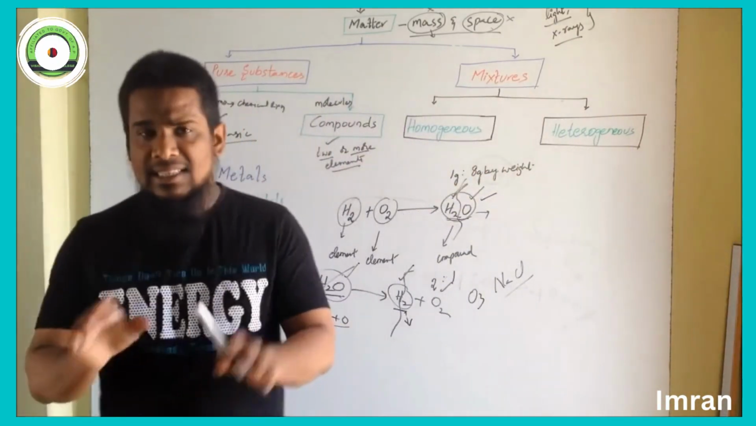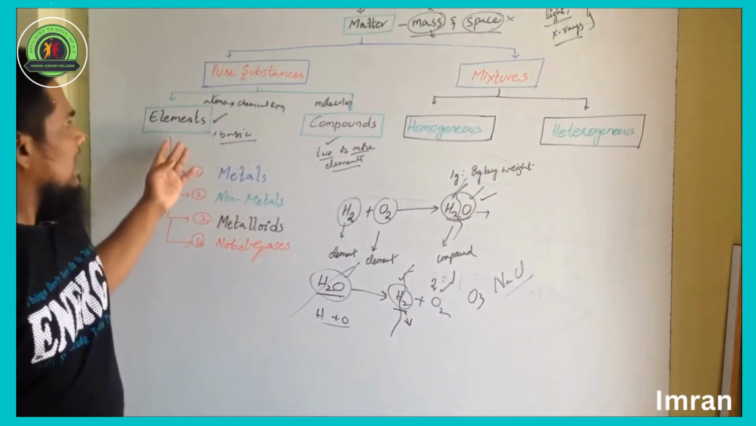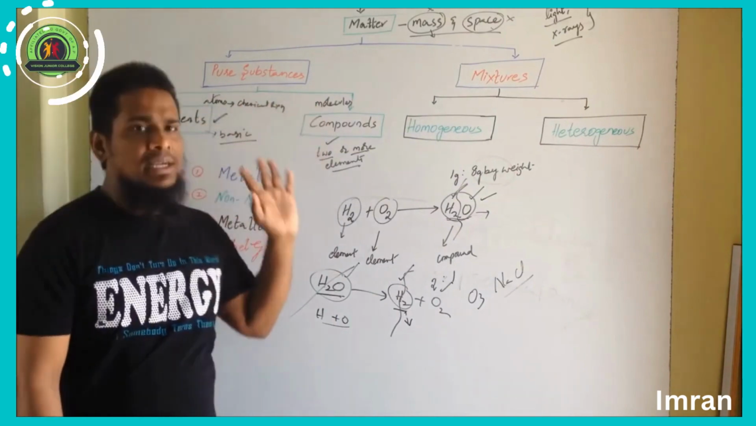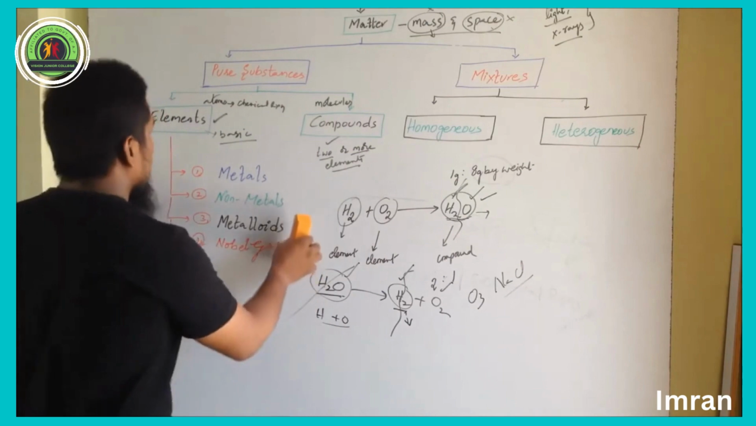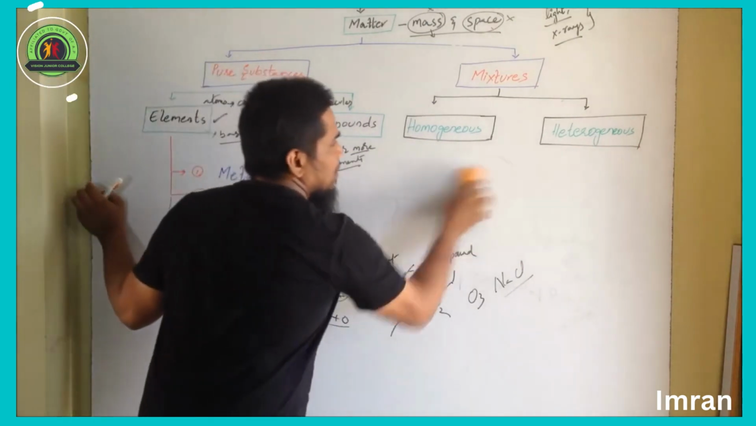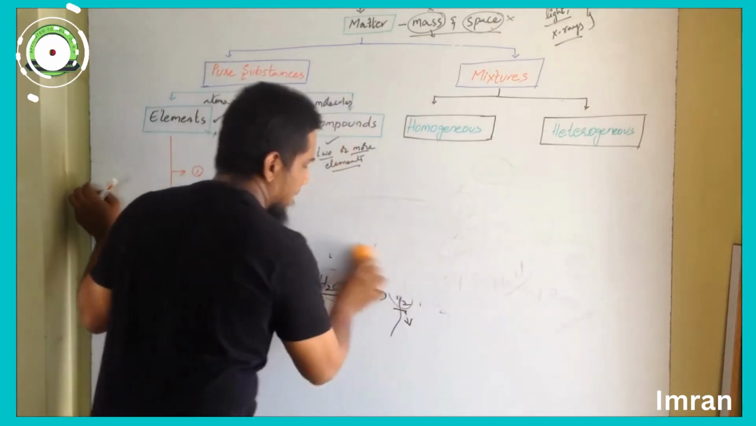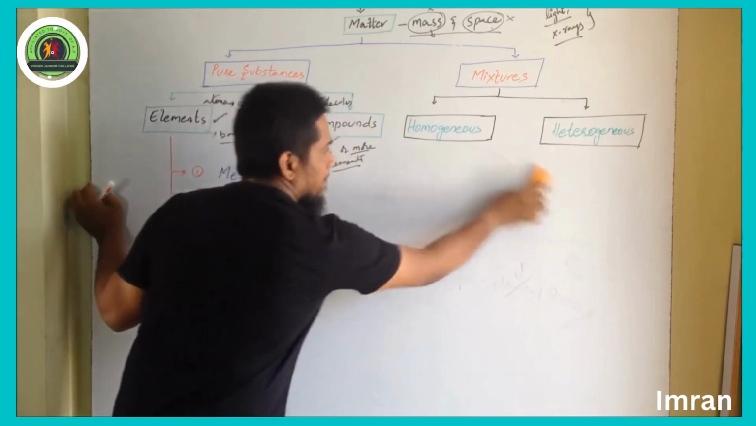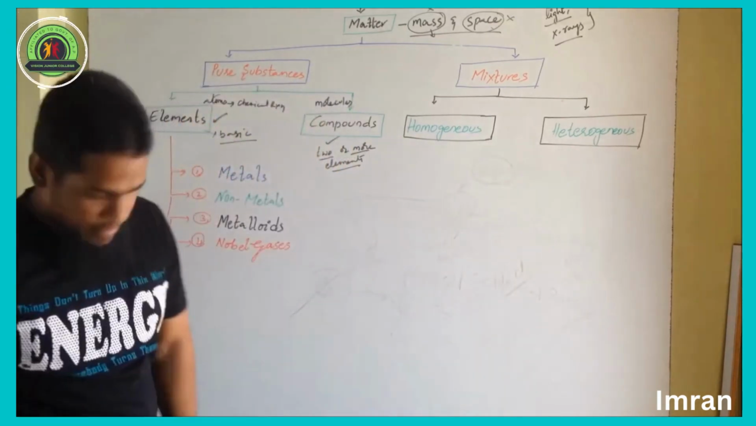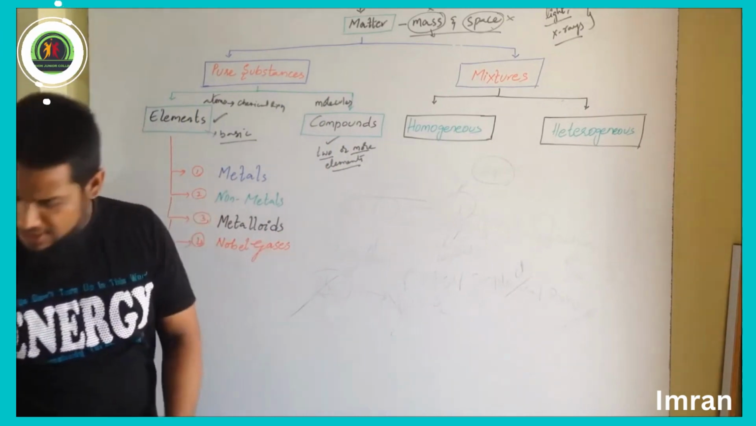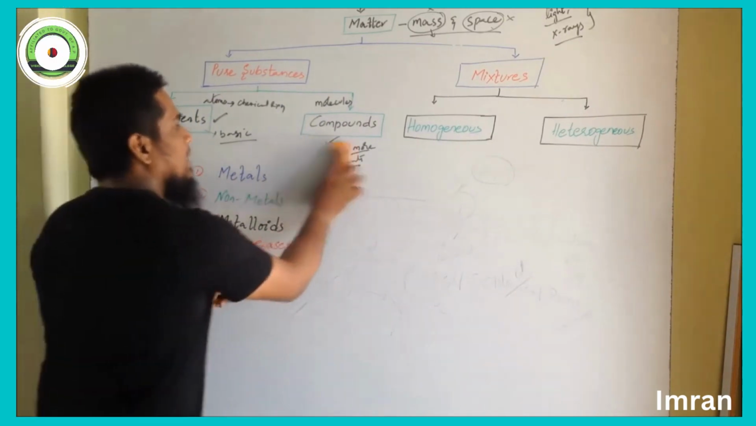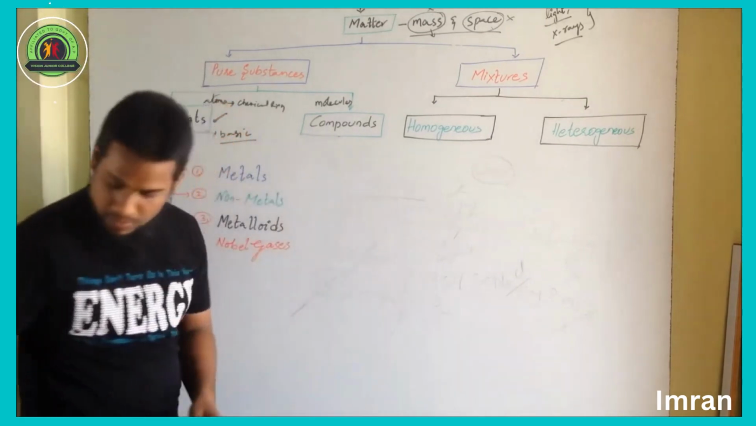Now I think this clarifies the doubt between elements, atoms, molecules and compounds. Okay, let us move further. Elements can be classified into 4 types. They are metals, non-metals, metalloids and noble gases.